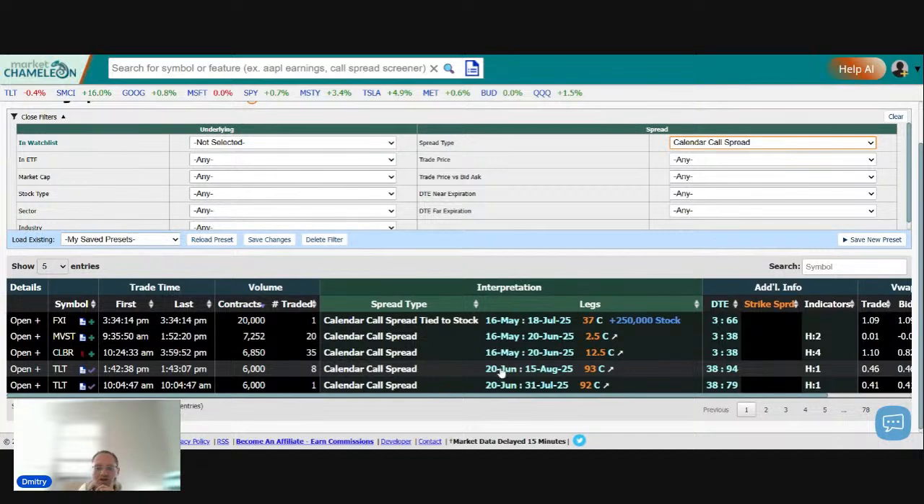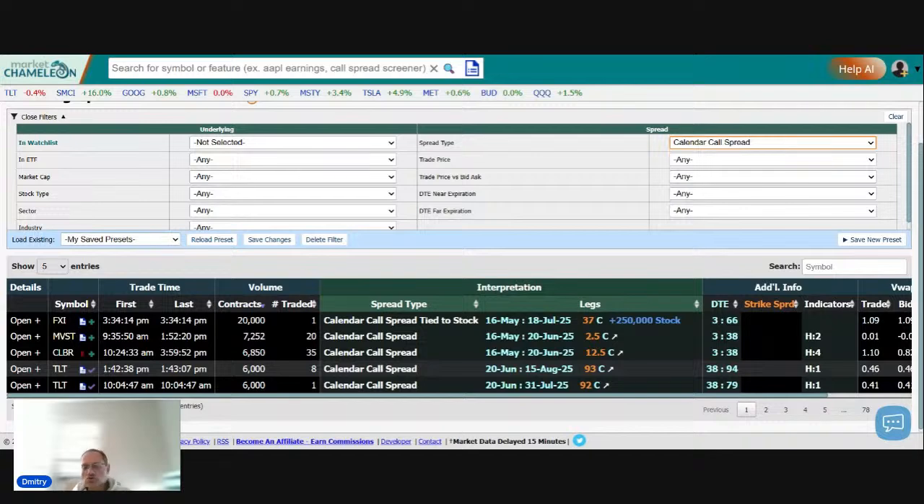It was the June 20th, August 15th, 93 call spread. Okay, so it's a time spread, 2 different expirations on the 93 strike calls. One expiration expires in 38 days, one in 94. So if you click on this arrow, it will take you to the options chain and let you set up this spread so we could analyze it further.